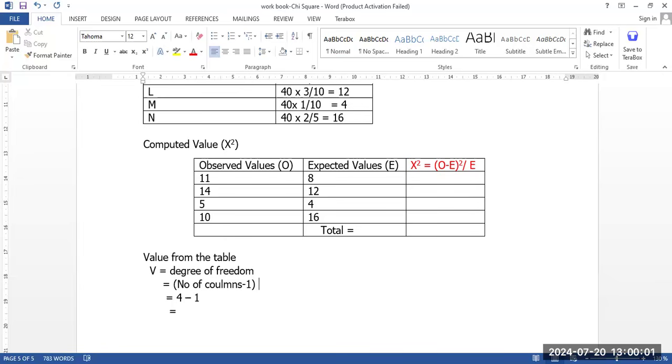But if you realize that you are not getting 0, continue. Leave number of rows minus 1 times number of columns minus 1 there. But if you realize that one of the brackets is going to be 0, ignore that bracket. So V is 3. What about our level of significance in this question?